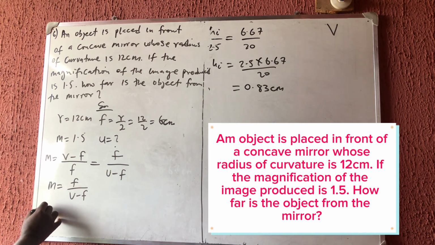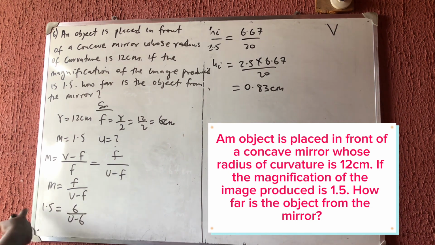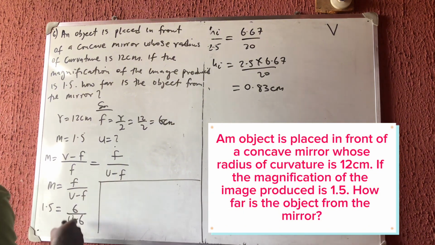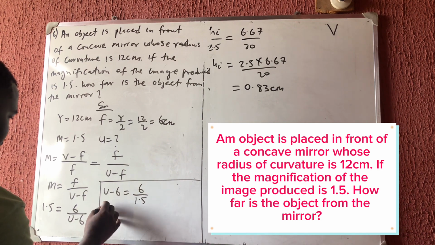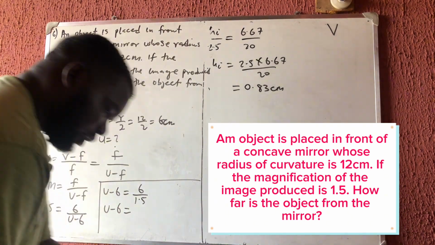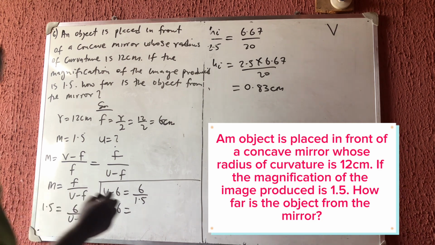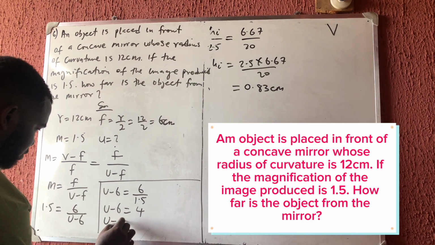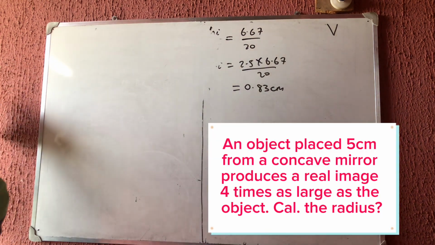So my M is 1.5, equal to 6 over U minus 6. So I'm going to have that. Permit me to finish it up here. I'm going to have that U minus 6 is equal to 6 divided by 1.5. Do the calculation: 6 divided by 1.5 is 4. So I'm going to have 4 here. So my U will now be 4 plus 6, which is equal to 10 cm.